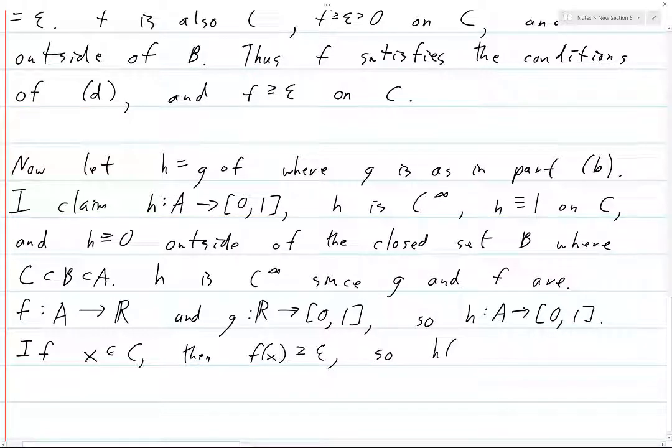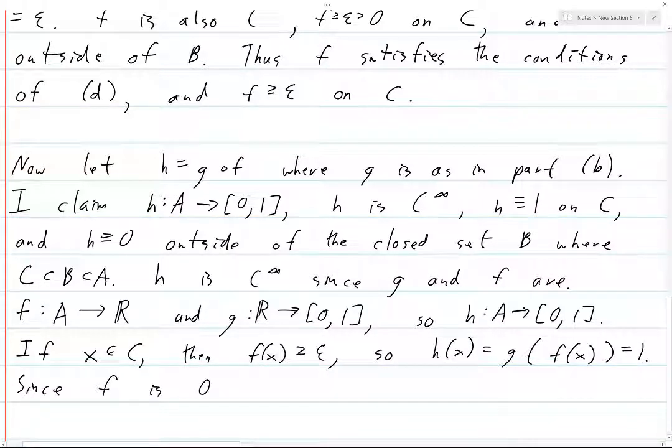So h of x equals g applied to f of x. And since f of x is greater than or equal to epsilon, we know from part B that g will send that point to 1. So this equals 1. Okay, so that's 3 down, 1 to go.